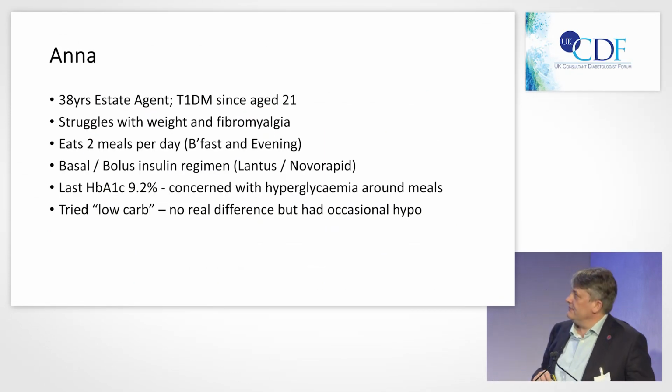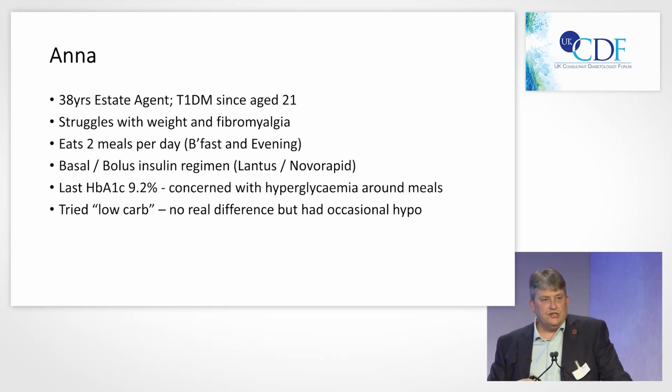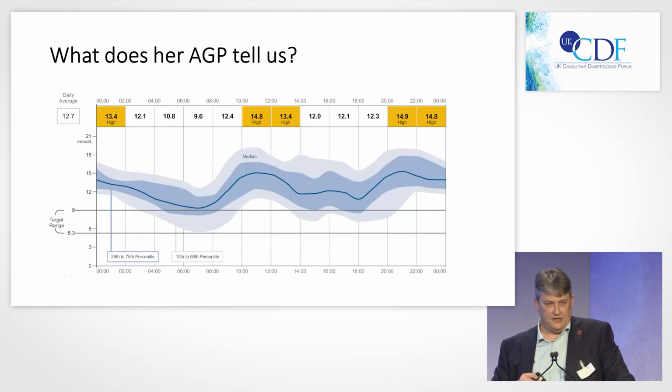A more complex lady, last one I promise, 38 years old, again long-standing type 1, has got weight problems or has weight problems from her perspective anyway, and fibromyalgia. So only eats 2 meals a day because it'll help her to lose weight, won't it? Is on a basal bolus regimen, Lantus Novorapid. Last A1C about 9%, which is largely where she's experienced it. She's concerned that when she eats, her sugars change. She's tried low carb diets, and that hasn't helped, or at least she doesn't believe it's helped, but she had more hypos. That's her profile.